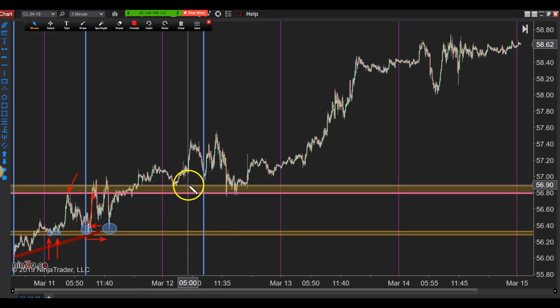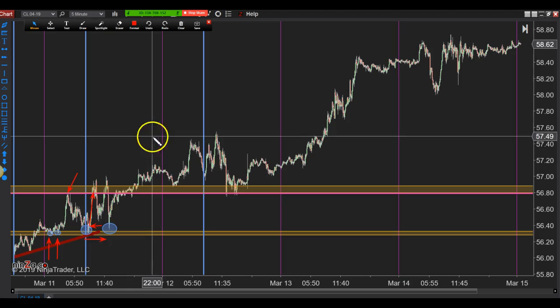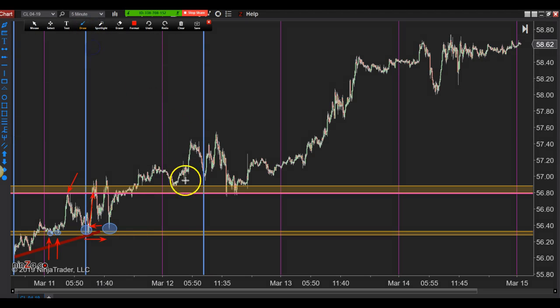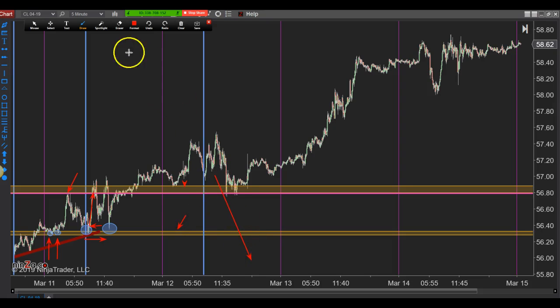You guys see it? This floor is still valid right here because price action did not come back down and break it and take it out. So that floor is still valid. Now going into the 8 o'clock, she comes down here. Guess what she does? Guess what she doesn't do? She doesn't break that floor.